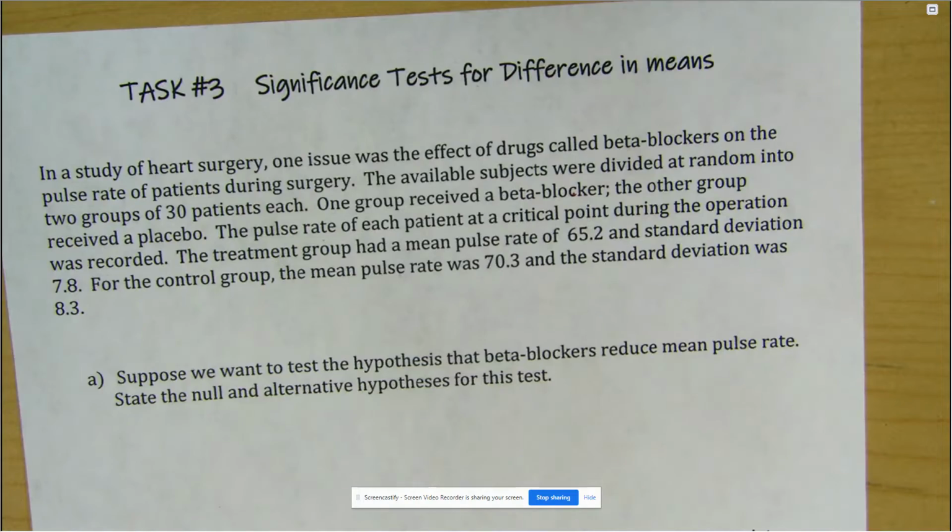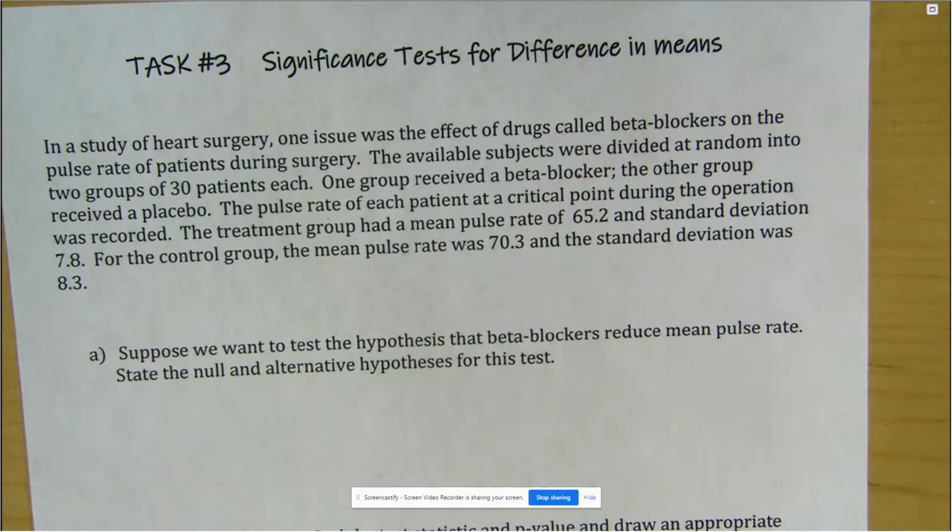Hello, this is Ms. Eisencraft with Task 3 for Chapter 10 review. Significant tests for difference in means.